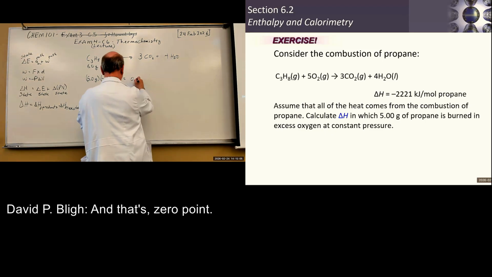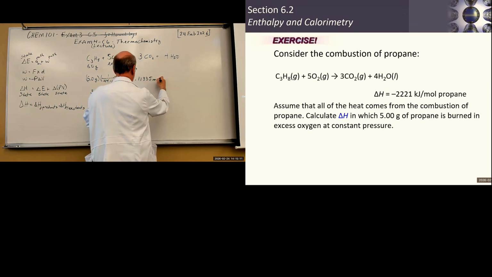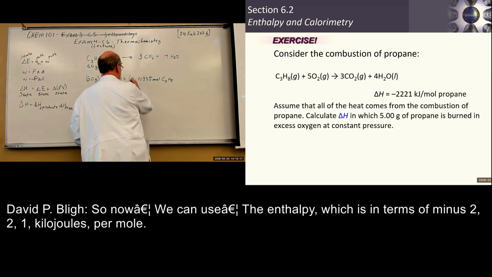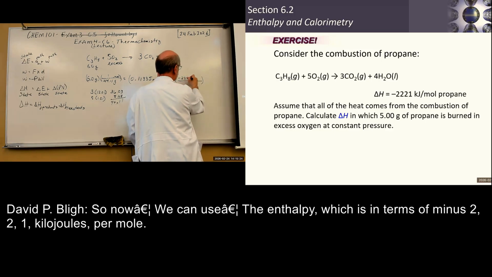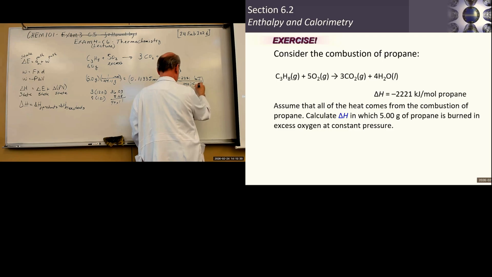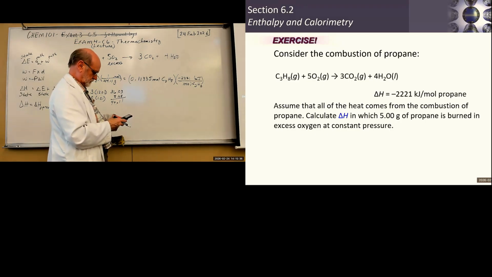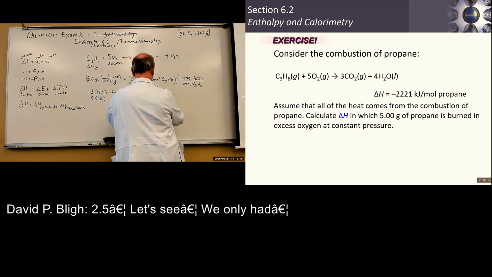And that's 0.11335 moles of propane. So now we can use the enthalpy, which is in terms of minus 2221 kilojoules per mole of propane. Right, 2221. And that's negative 2.5.